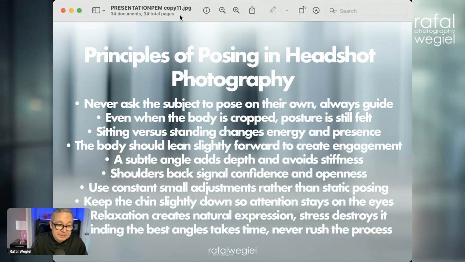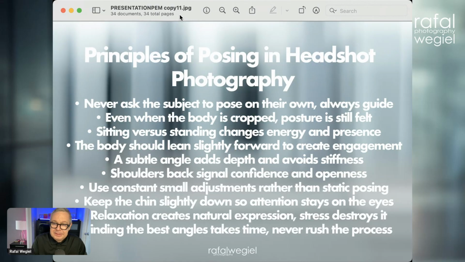And the same applies to images. Whenever the person is leaning backwards, and I'm not talking about high fashion stuff, I'm talking strictly headshots, you want to make sure that the person is leaning towards you. And sometimes we feel it through the image that the person is engaged with you.